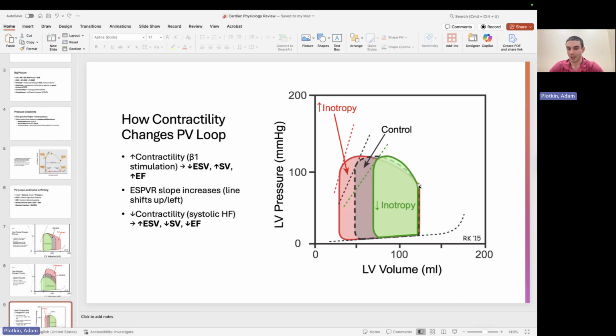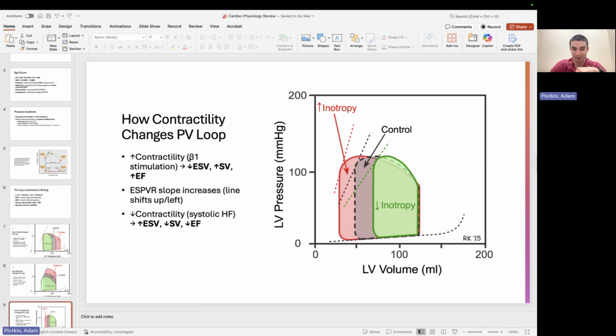And then here would be a patient with low inotropy: really, really crappy stroke volume, so then really, really high end systolic volume. So tell me, what would be an example in real life of why a patient could have better contractility? Think about drugs here. What kind of drugs? And then think about at the same time what would cause low inotropy.